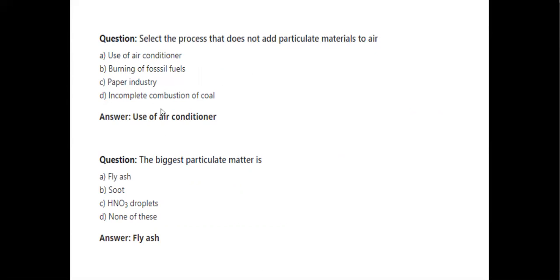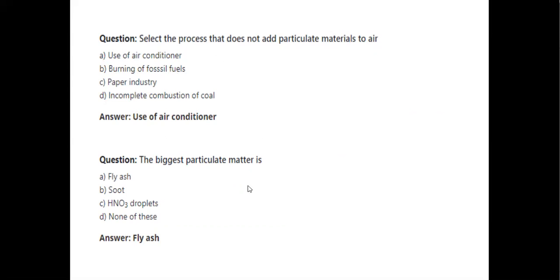You can see here incomplete combustion of coal added particulate matter. Paper industry also adds particulate matter. Burning of fossil fuel also adds particulate matter. So use of air conditioners does not add any particulate matter. So option A is the right answer here.